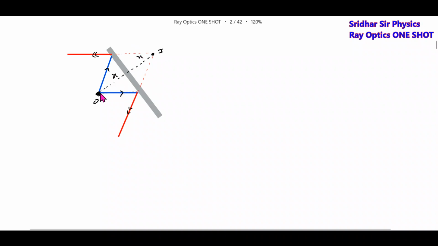Like this will be the image. This is the object distance. No, this is not the object distance. R is not the object distance. Object distance and image distance should be measured normal to the plane mirror. Small basic ideas. Okay, sir, what is this plane mirror? A simple idea.